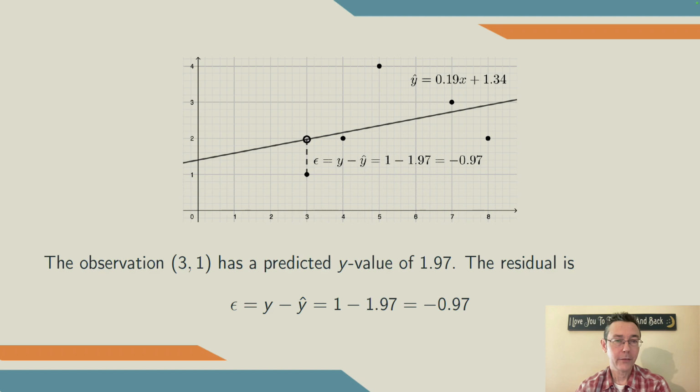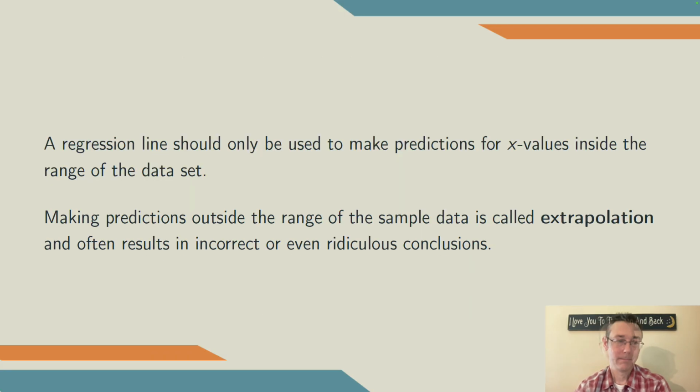For instance, in that same small data set, let's look at the very first observation, 3, 1. When x equals 3, we have a predicted y value of 1.97. And so the residual of that observation is the observed y value of 1, minus the predicted value of 1.97. Overall, we get a residual of negative 0.97. Visually, this means that the observation lies 0.97 units below the regression line.